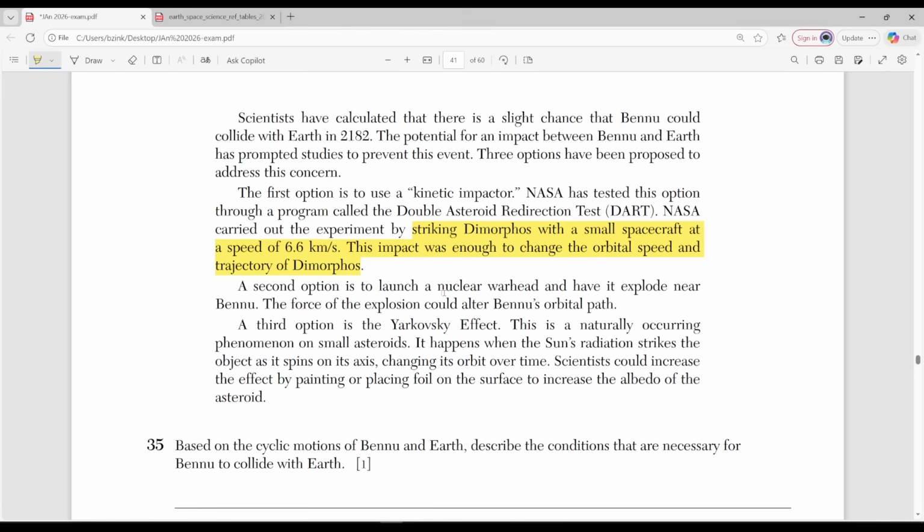Great. Second option is to launch a nuke and have it explode near it. The force of the explosion could alter the path. Third option is the Yarkovsky effect. I've never heard of this. This is a naturally occurring phenomenon on small asteroids. It happens when the sun's radiation strikes the object as it spins on its axis, changing its orbit over time. Scientists could increase this by placing foil on the surface. How much foil would you need?